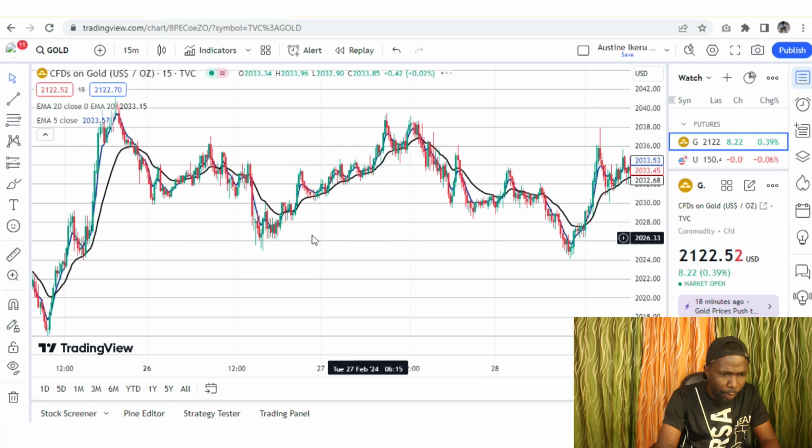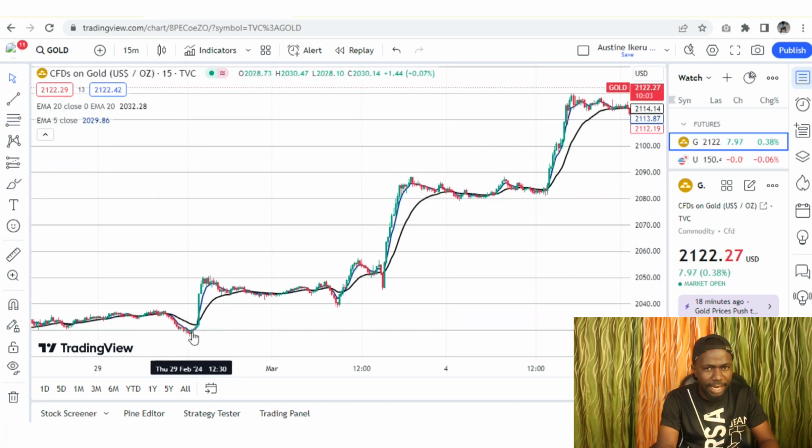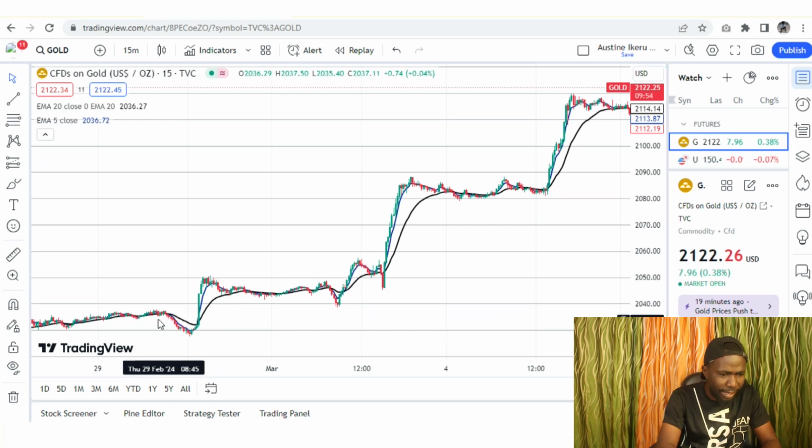So if you watch, whenever the price crossed over, you take a buy trade, right? If you watch clearly, you see that the 5 EMA crossed above the 20 EMA and the trend changed, because this was clearly a pullback, right?